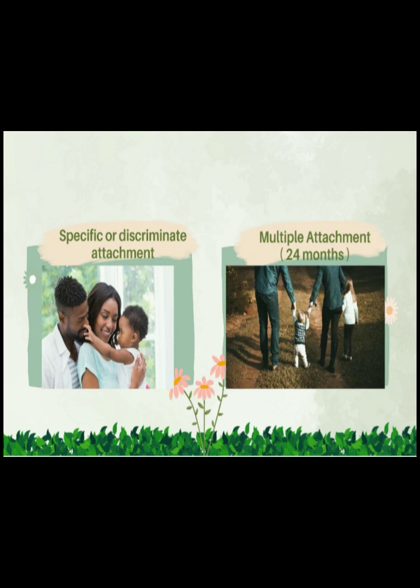The next is multiple attachment, 20 to 24 months. Children begin to form strong emotional bonds with other caregivers beyond the primary attachment figures, including second parents, older siblings, and grandparents.